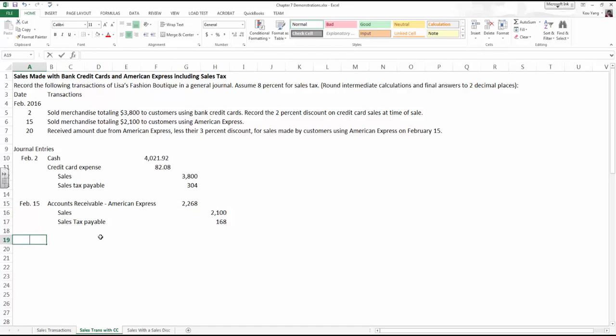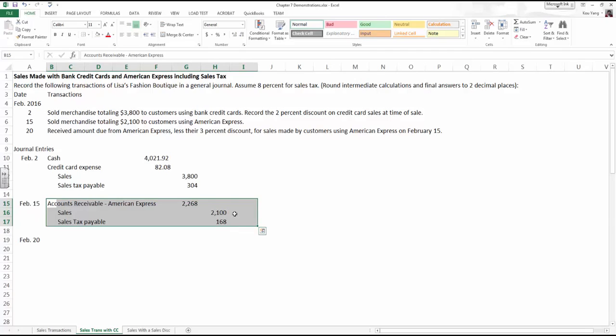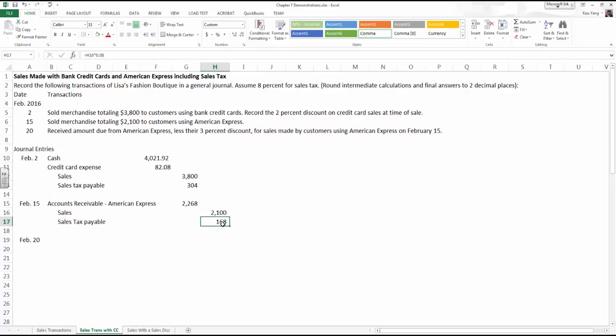On February 20th, this is where we will receive the amount due from this transaction. We're going to less the 3% discount because American Express charges 3% to do business for that sale. So this is how we will record it. First of all, we record it for the full amount of the sale, which is $2,100 plus the sales tax payable for a total of $2,268. We have now this in our accounting system. Once we receive the payment from the February 15th sale on the 20th, we are going to record a credit card expense. We are also going to record the cash that we're getting in from American Express. The offset is going to be reduced.